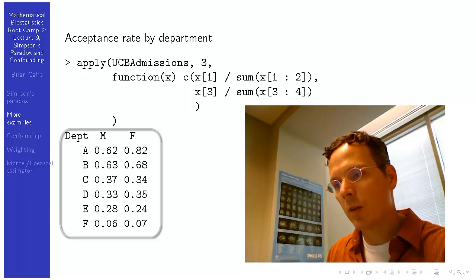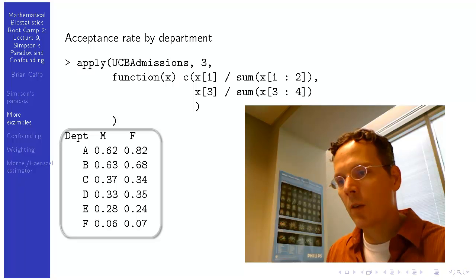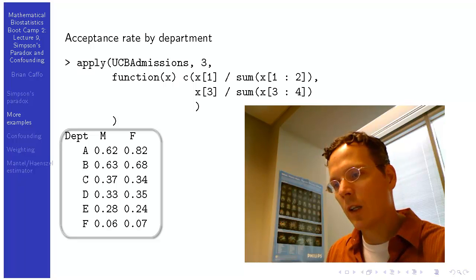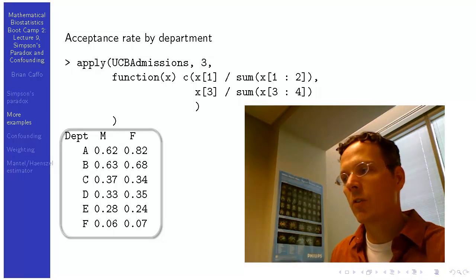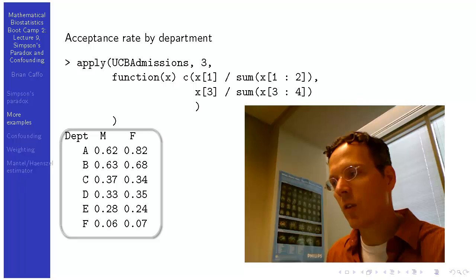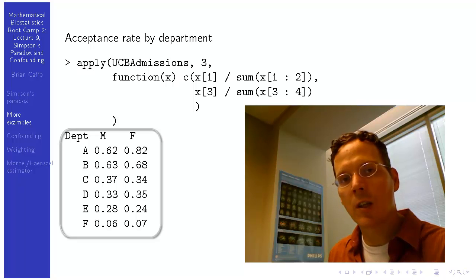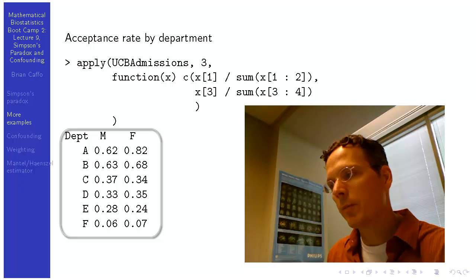Department B, males got admitted fewer percentage of the time. Department C, males got admitted a slightly larger percentage, lower for D, slightly larger for E, and lower for F. So clearly the gender imbalance in the admissions is dependent on whether you're conditioning. The evidence of gender imbalance in admissions is dependent on whether or not you're conditioning on department.